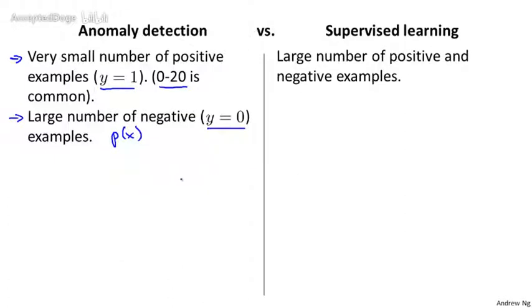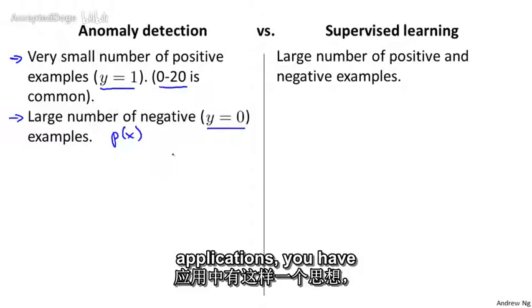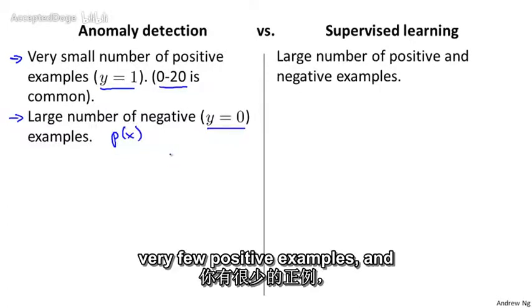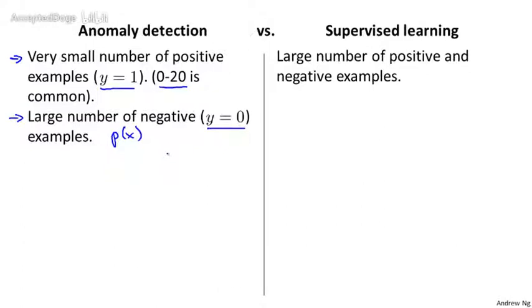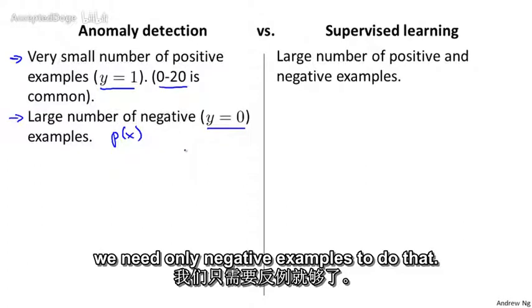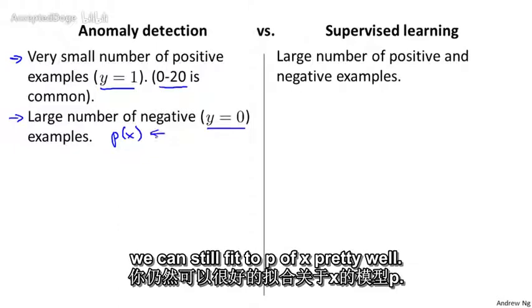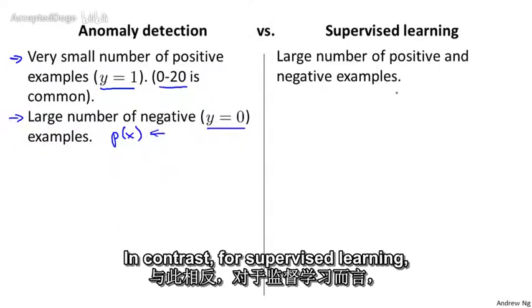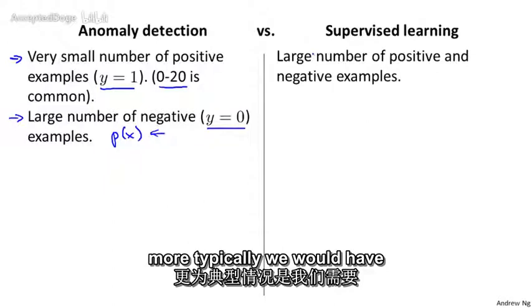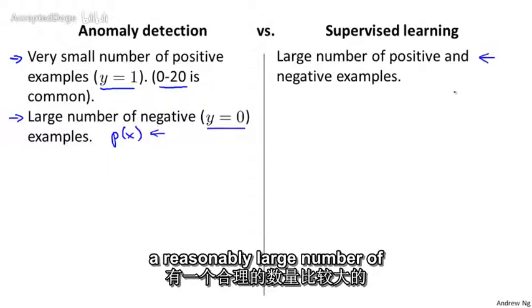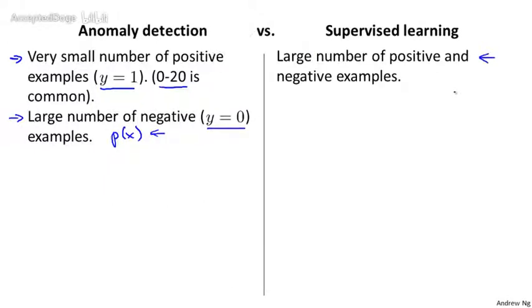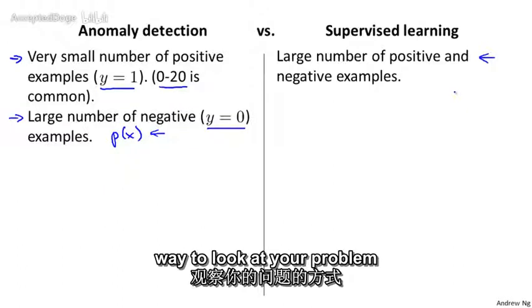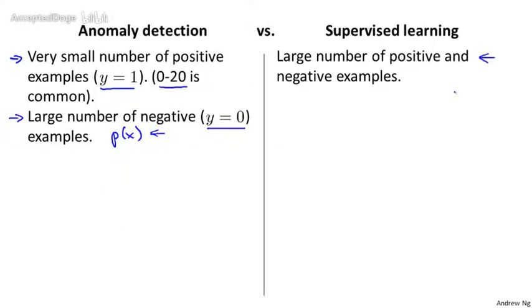So this is the idea that in many anomaly detection applications, you have very few positive examples and lots of negative examples, and when we're estimating P of X, fitting all those Gaussian parameters, we need only negative examples to do that. So if you have a lot of negative data, we can still fit P of X pretty well. In contrast, for supervised learning, more typically we would have a reasonably large number of both positive and negative examples. And so this is one way to look at your problem and decide if you should use an anomaly detection algorithm or a supervised learning algorithm.